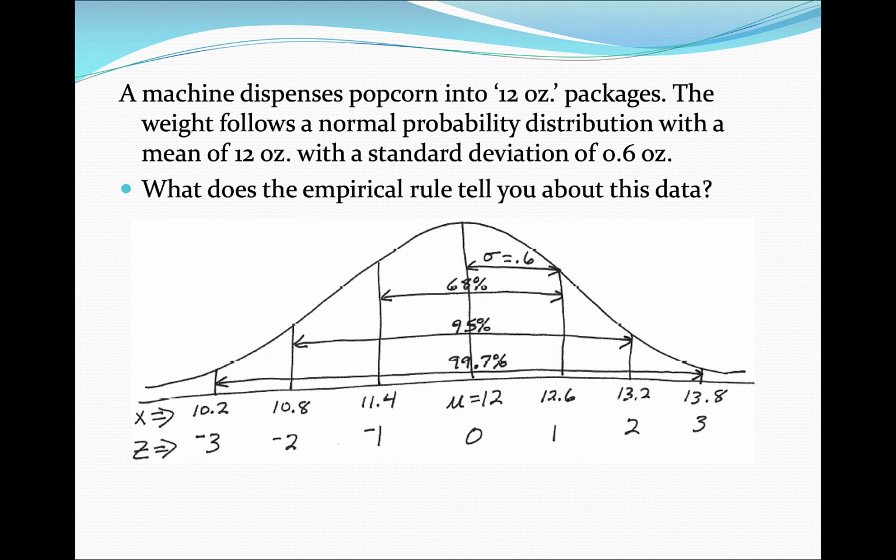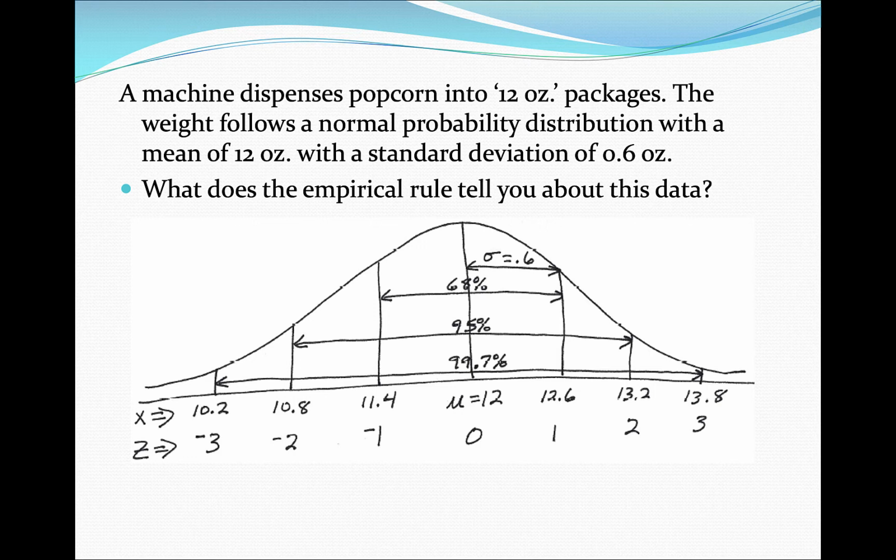Notice when I rescale it as z, notice what the mean of all those z values now is. The mean of x, if you look at the center, is 12, but if you look at z, the mean is 0. Look at the standard deviation. The standard deviation is identified as that distance between 12 and 12.6. It's that 0.6 for x. Well, if you look at that same distance for z, you can see that that distance is 1, which means the standard deviation for z is 1.